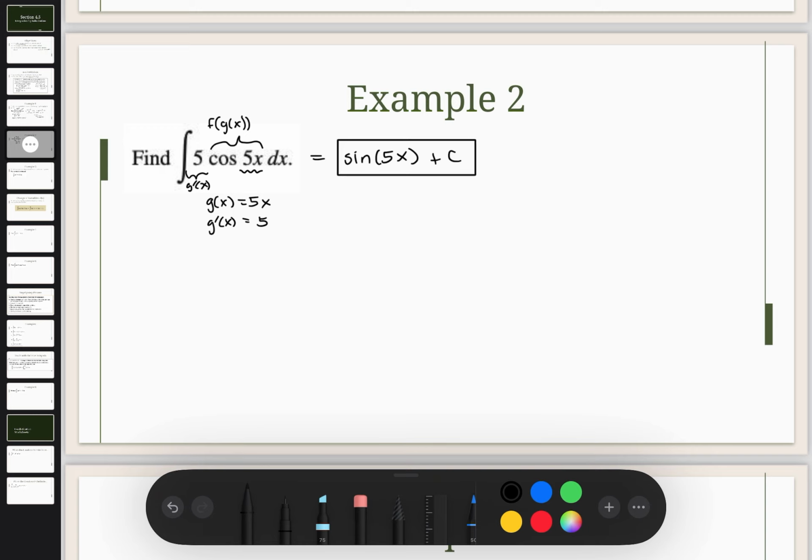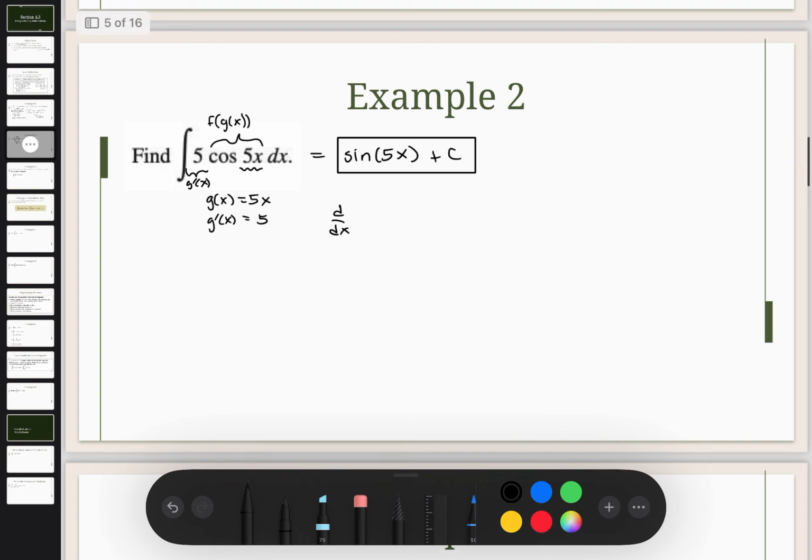Again, to check it, if you were to differentiate this, d/dx of sine of 5x, well, that would be take the derivative of the outside function, cosine 5x, and then multiply by the inside derivative, 5. Boom, I'm right back to where I started. Okay, so that's kind of the pattern recognition that we are working on right now.